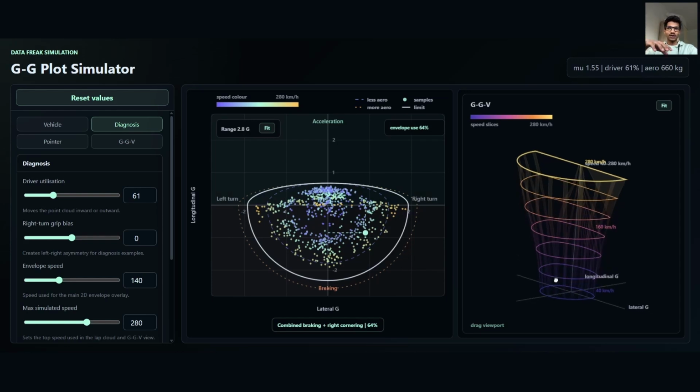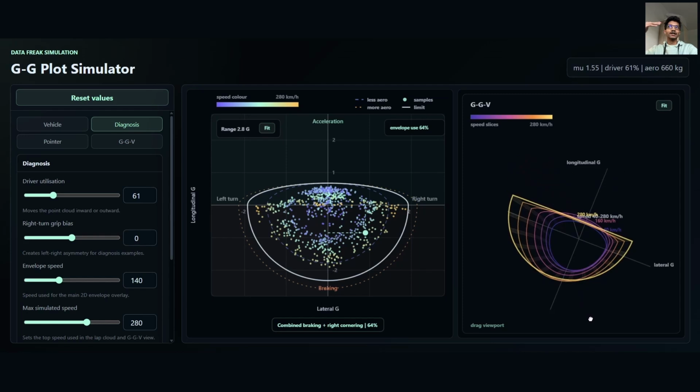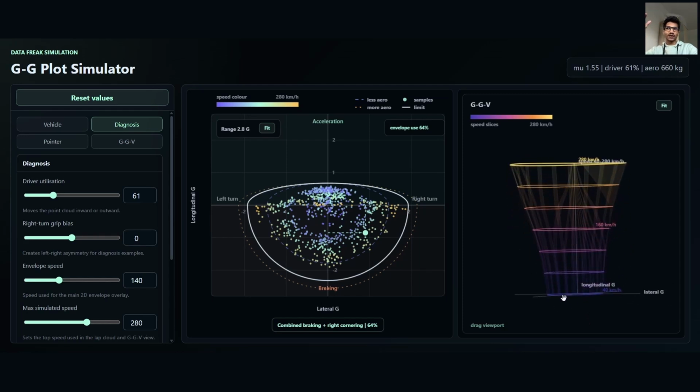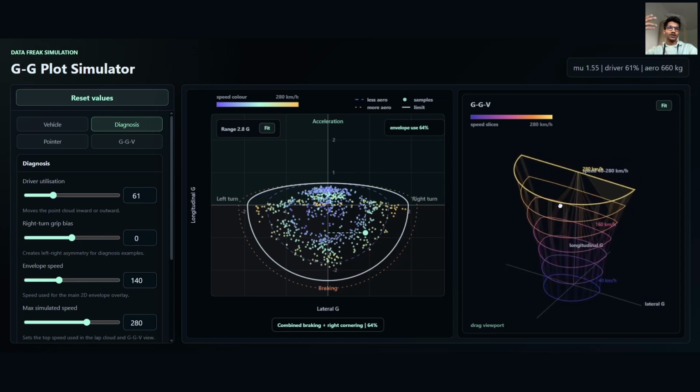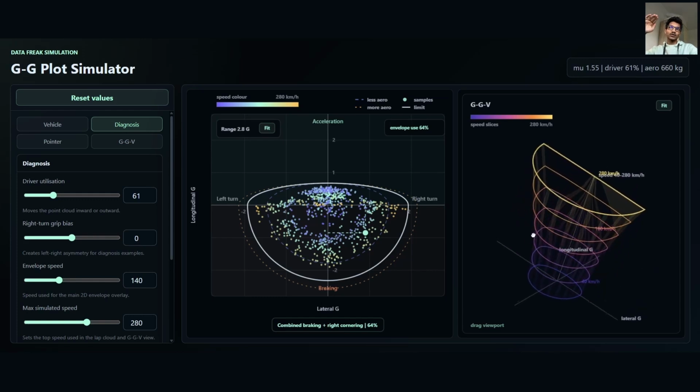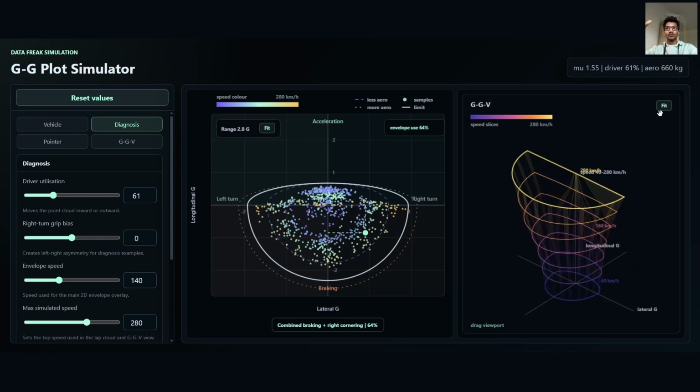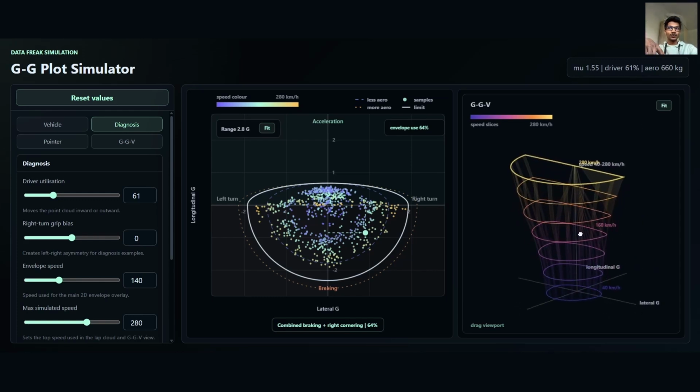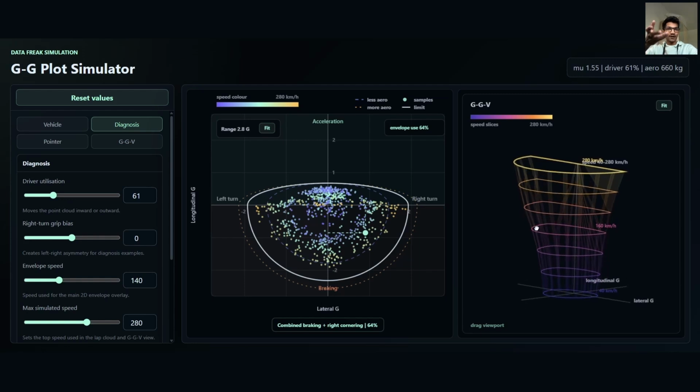which shows the 2D GG plots at different speed slices. So as you can see, as the speed increases, the downforce increases, which increases the envelope size, which means the available grip is more at higher speeds. So by isolating these speed bands, the simulator helps show whether the car is underusing the grip in slow corners, fast corners, or braking zones or exits.